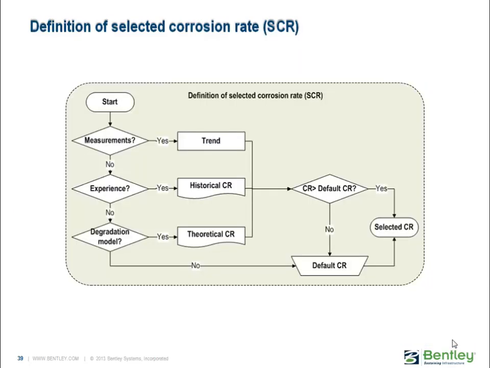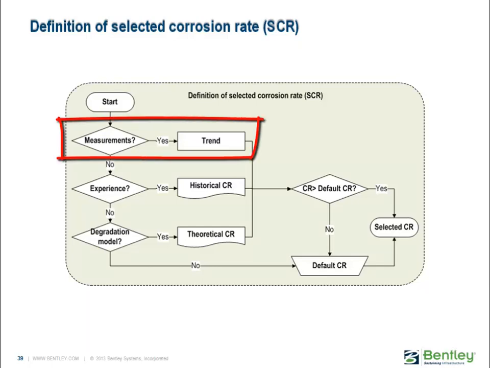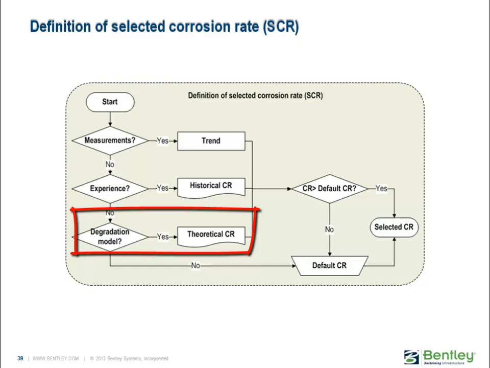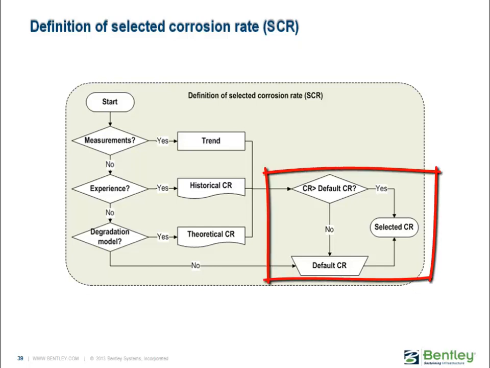To select a corrosion rate, we are either going to rely on the measurements if they are available, so based on the trends of the previous measurements of the thickness, or based on the experience, the historical corrosion rate available, or some degradation model which is going to give us some theoretical corrosion rate. Whatever is the maximum value between this or the design or default corrosion rate is going to define our corrosion rate for that specific failure mode on that specific equipment.